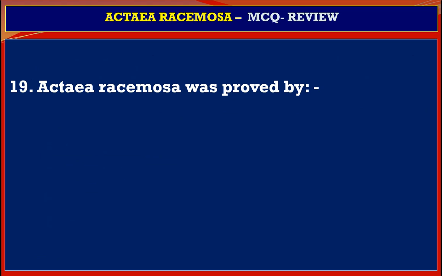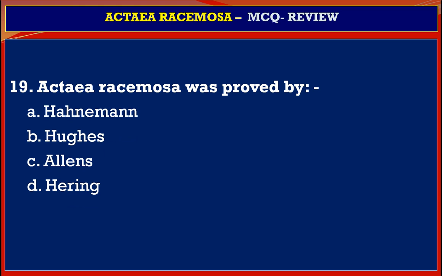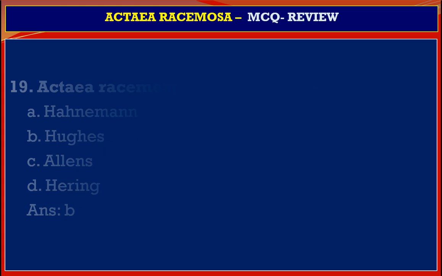The 19th question is: Actaea racemosa was proved by A. Hahnemann, B. Hughes, C. Allen, and D. Herring. Answer is B, Dr. Hughes.